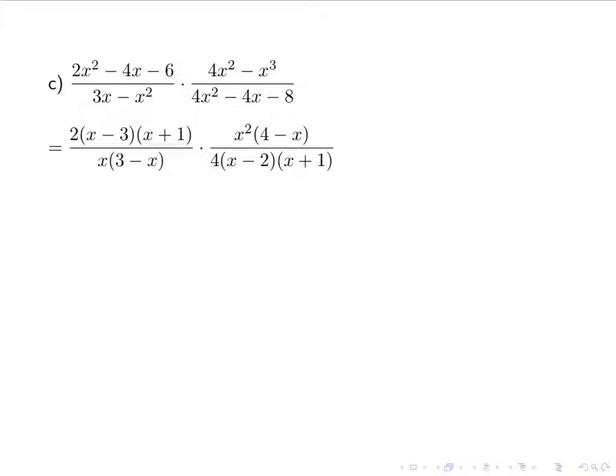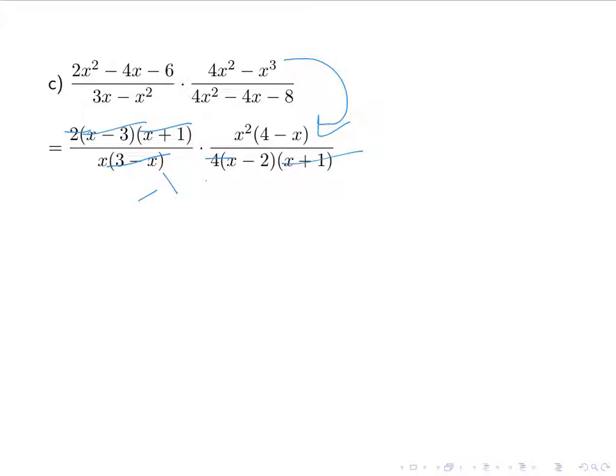The denominator, there's only a GCF of x, so I pull it out. 4x squared minus x cubed, there's again a GCF of x squared, so we take it out. The denominator, there's a GCF of 4, so I take that out first, and then factor the remaining into (x minus 2) times (x plus 1). Okay. And then, again, we start looking at what can we cancel. X plus 1 and x plus 1. X minus 3 and 3 minus x, again, cancel as a negative 1.